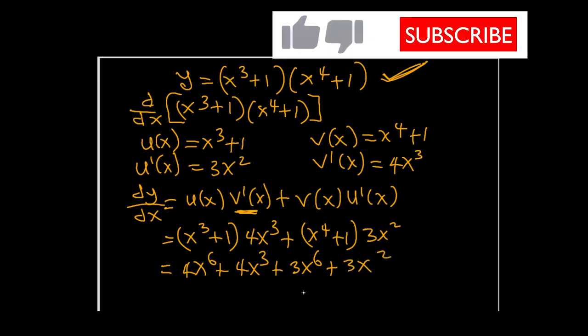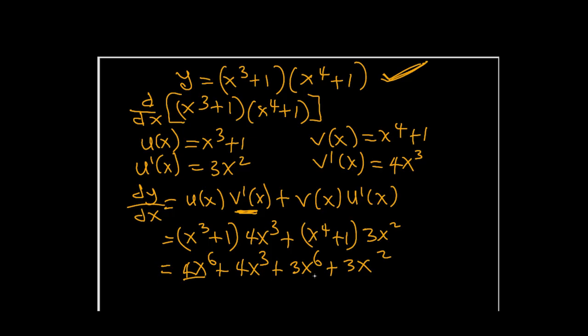So then you can add those terms that have the same exponent, the same power. So we have 1 here, this is 4 here, this is 3 here. So that is 7x to the power 6 plus 4x cubed, and then plus 3x squared. So that's that on that case.